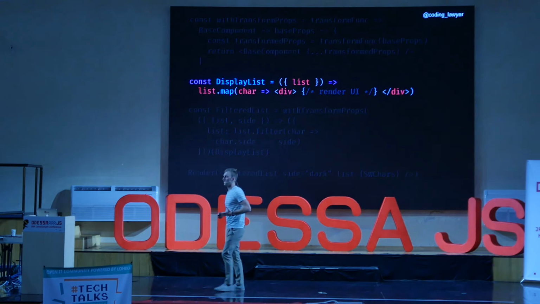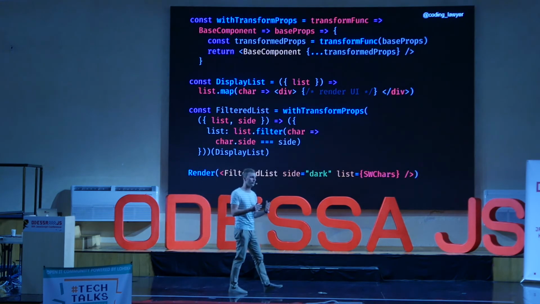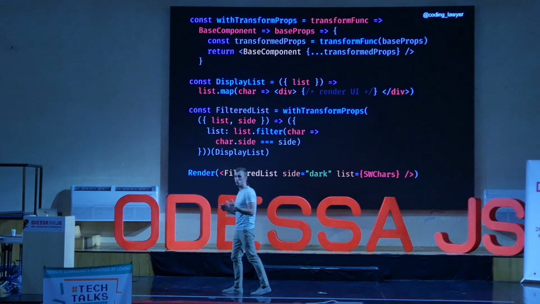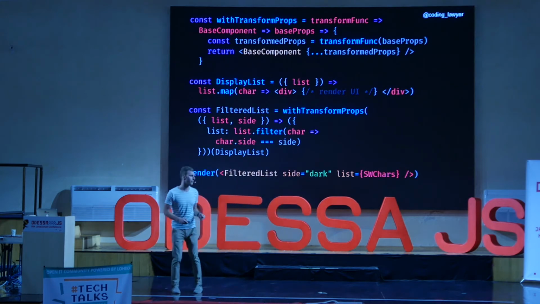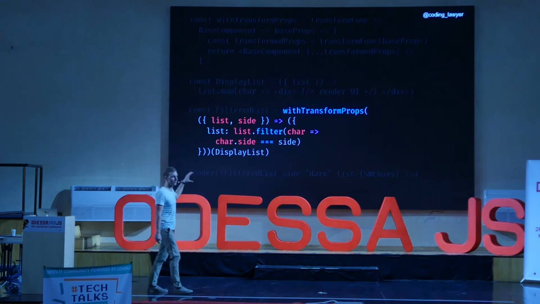Now, the idea behind this approach is that we want to be able to configure our withTransformProps higher order component for any scenario in which we want to do something with props. Here, we want to filter the props, so we pass the filtering function.